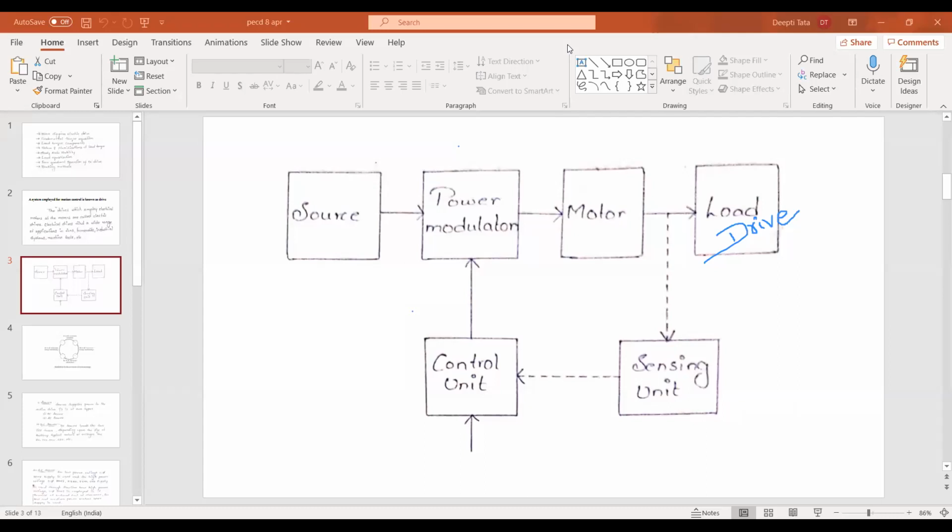Up to now, we have been discussing what a drive is. The next part is that you are going to control the speed of the drive. By using the remaining blocks, that is the source, control unit, and all these parts, you are going to control the speed. That is the major thing done here. Up to now, we discussed at which place this drive is placed. Now, coming to the next part, that is how the speed is going to be controlled.